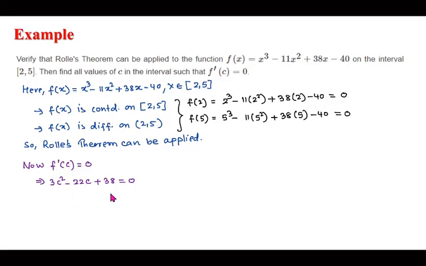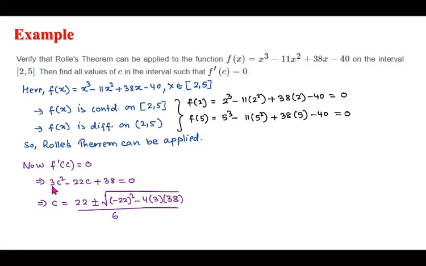Now, this is a quadratic equation. We can solve this using the quadratic formula. So c is equal to negative b, so negative of negative 22 here, that will be positive 22, plus or minus the square root of b squared, which is negative 22 squared, minus 4ac, where a is 3 and c is 38. And we have to divide all this by 2 times a, so 2 times 3 is 6.